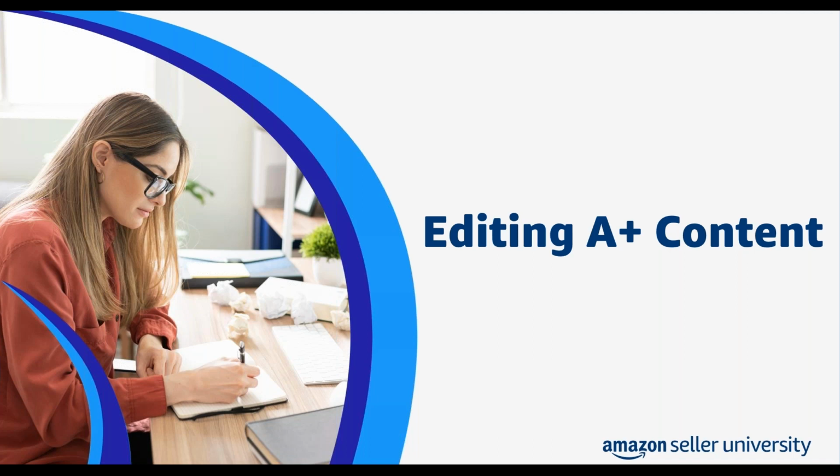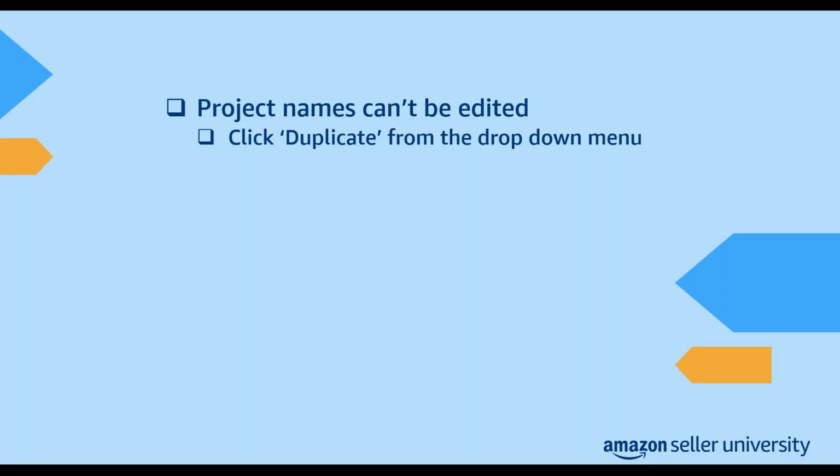So, editing A+ content. You can review and edit A+ projects after you have submitted them for approval. Project names cannot be edited after submitting for review. So to change the name of the project, you'll choose the project and click Duplicate from the drop-down menu. This will create a new version of the content, which you can title with your new name. Next, you will apply the ASINs to the duplicate project, review it, and submit it for approval.